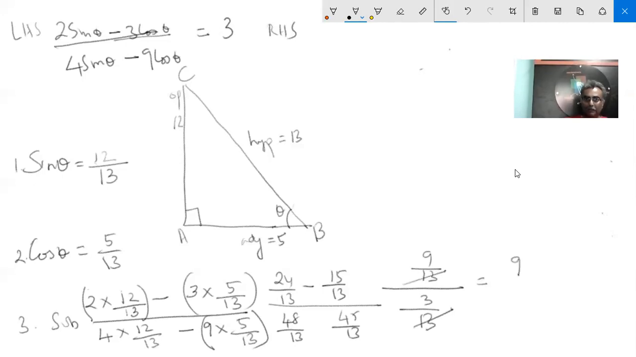Then what you'll have? Top is 9, bottom is 3. 9 by 3 is how much? 3 by 1. That is the right hand side. Proved. What they wanted to prove is equal to 3. So the sum looked very complex, but actually it is a very simple sum.